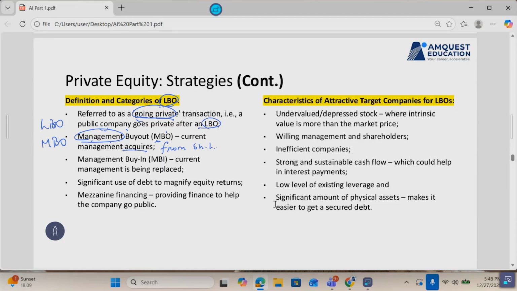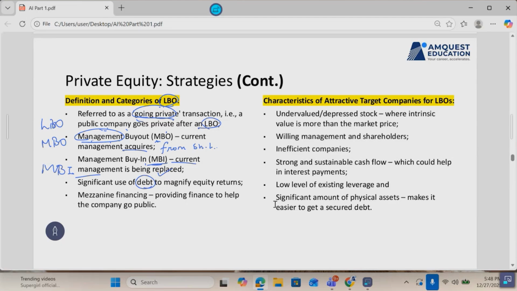Clear? Now management buy-in. Okay, buy-in is where you buy the company and you replace the management. You say, boss, move aside, we want a new management. So you're replacing the current management by new management. That's called management buy-in. Okay. So please learn the differences carefully between LBO, MBO, and MBI. Okay. Obviously, the more debt you use, the higher your returns are likely to be. Okay. That magnifies the returns.